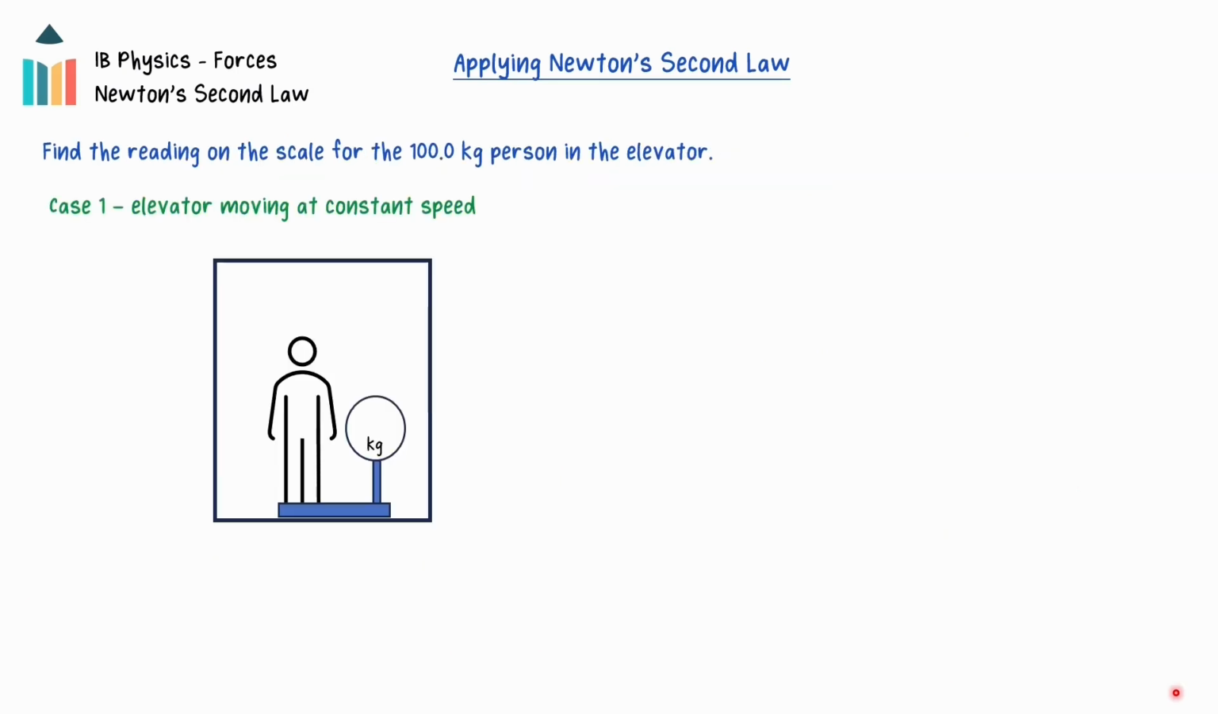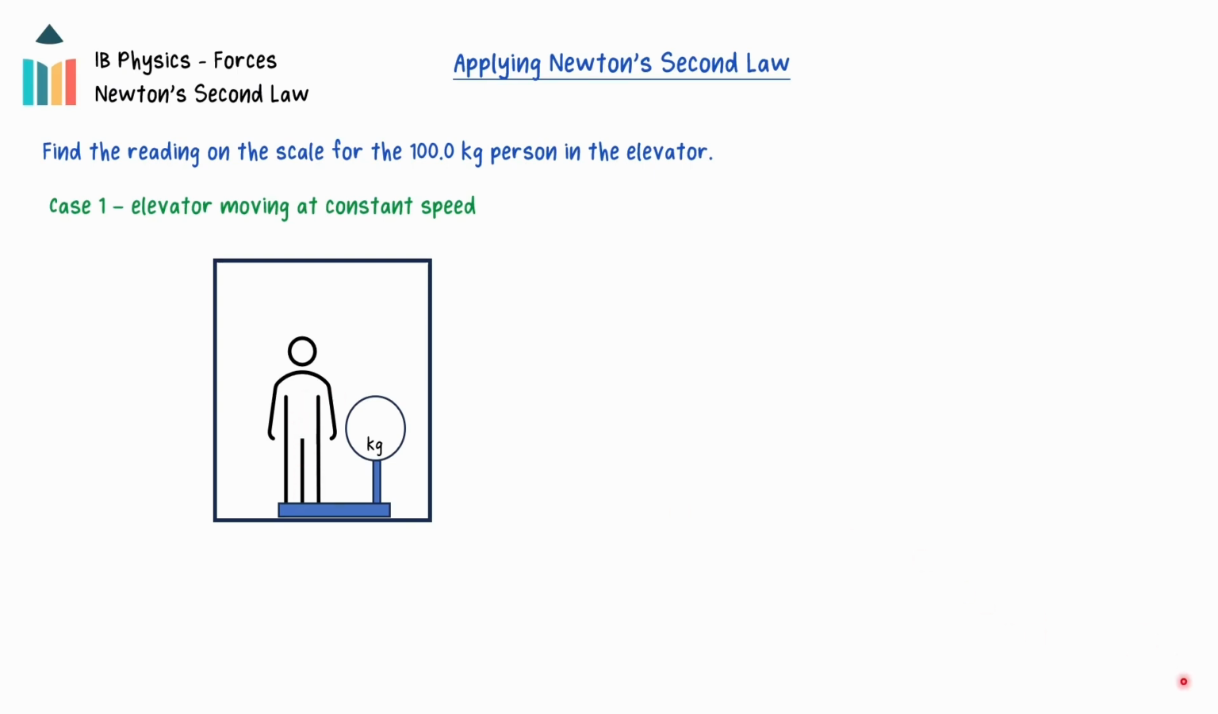Another common application of Newton's second law involves a person in an elevator. Consider a 100-kilogram person standing on a scale in an elevator. Find the reading on the scale in each case. The key to this type of question is to recognize that the reading on the scale is representative of the normal force that the scale applies to the person.